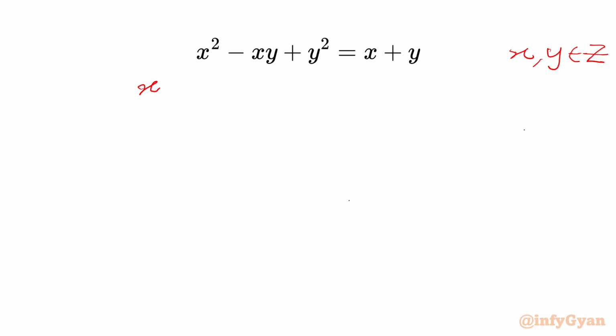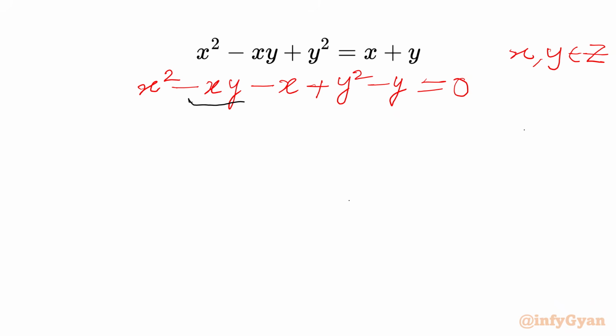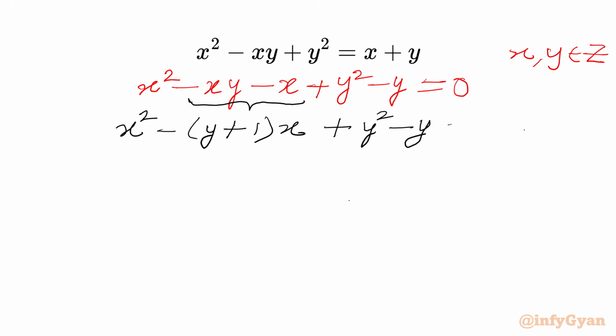I will write all the terms to one side first. x square minus xy minus x plus y square minus y equal to 0. Now we can take minus x common from these two terms. We will get minus y plus 1 times x plus y square minus y equal to 0. Now this is one quadratic equation in x. Given is x belongs to integer.